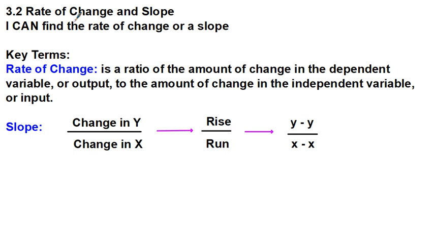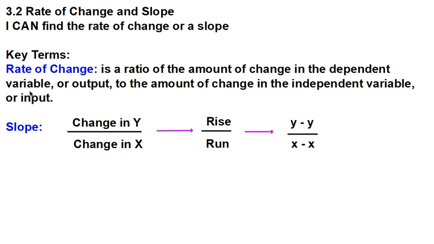Everybody, this is the 3.2 video, rate of change and slope. So let's just get right into it. First key term is rate of change. It's a ratio. Rate of change, we write it as a ratio of the amount of change in the dependent variable, the output, to the amount of change of the independent variable, or the input.